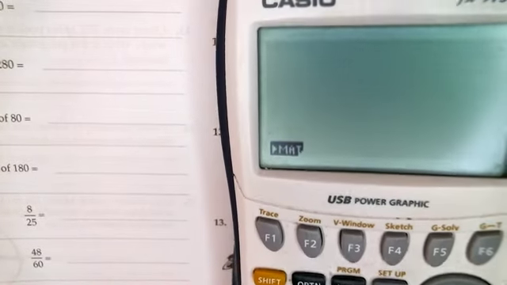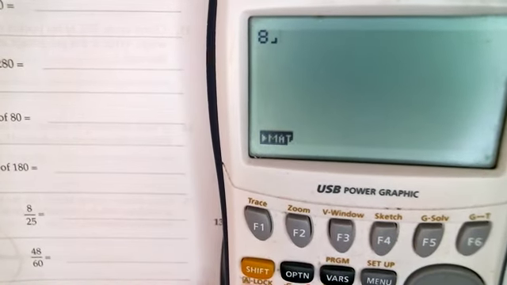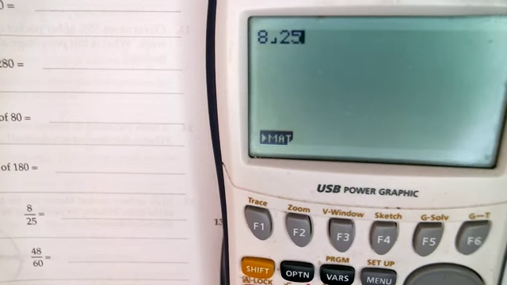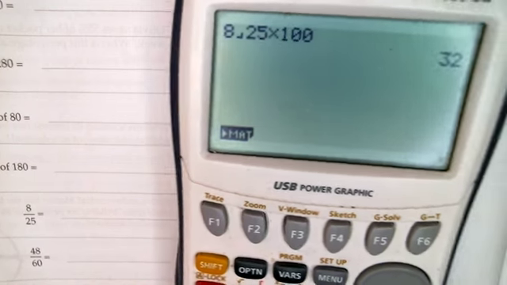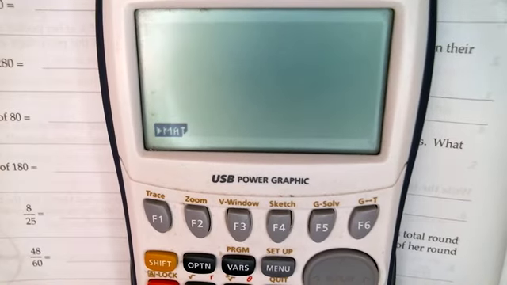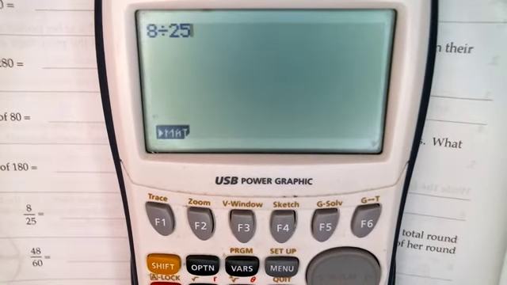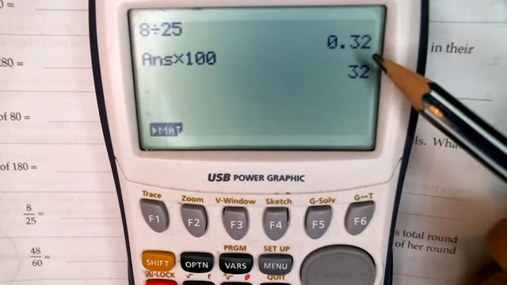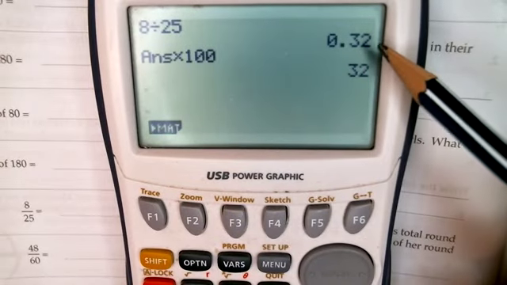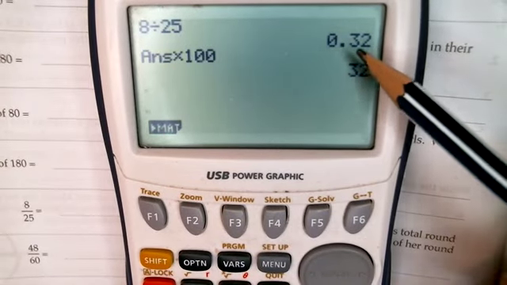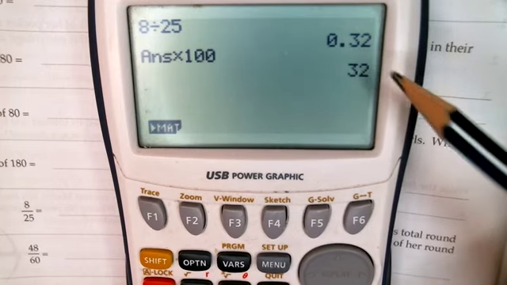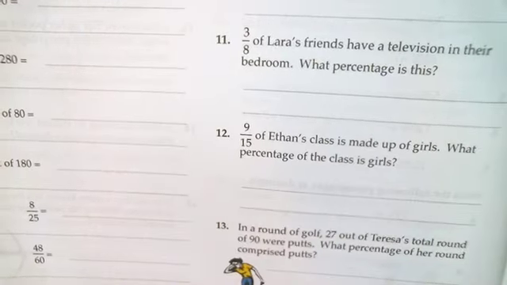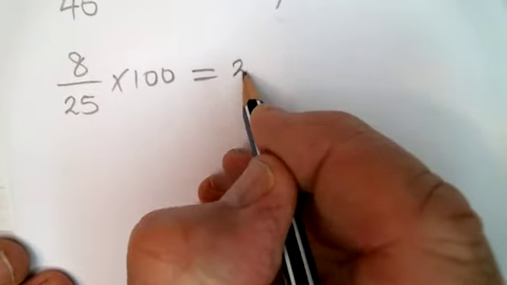I'm trying to get a good place for the calculator. So 8 out of 25 times 100. There it is, and I get 32. Or I could have gone 8 divided by 25, multiplied that by 100, and I get 32. And you can already see 8 divided by 25 is the decimal of that percentage value. It's 0.32, which is the decimal of 32%. So the answer again is going to be 32%.